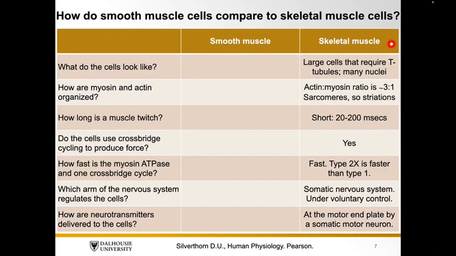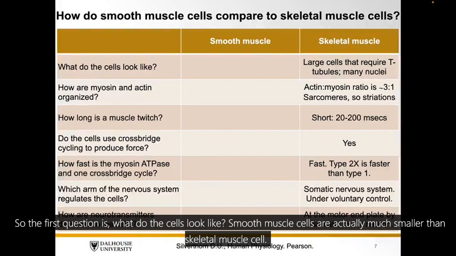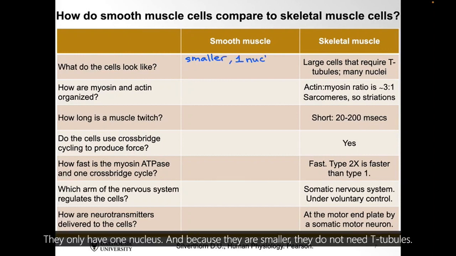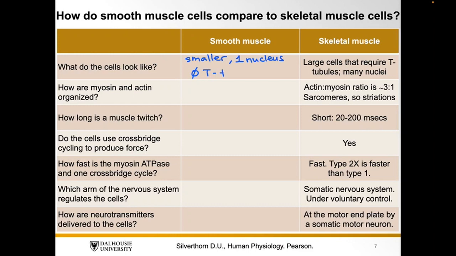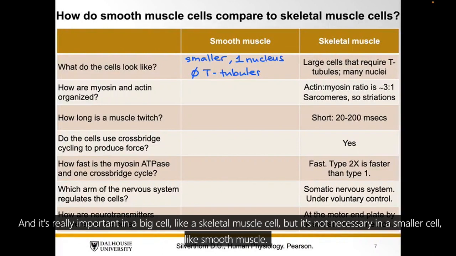So we have the information about skeletal muscle on the right, and we're looking to fill out the information about smooth muscle. So the first question is, what do the cells look like? Smooth muscle cells are actually much smaller than skeletal muscle cells. They only have one nucleus, and because they are smaller, they do not need T-tubules. So remember that the function of the T-tubules was to bring the action potential closer to the sarcoplasmic reticulum where calcium is. And it's really important in a big cell like a skeletal muscle cell, but it's not necessary in a smaller cell like smooth muscle.